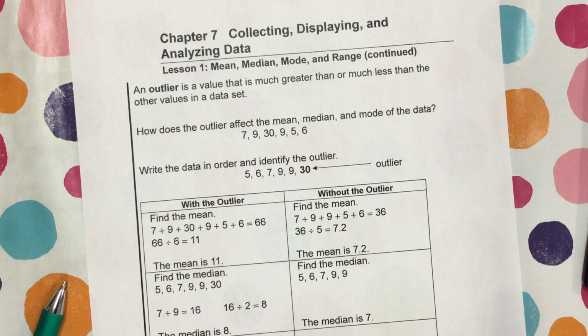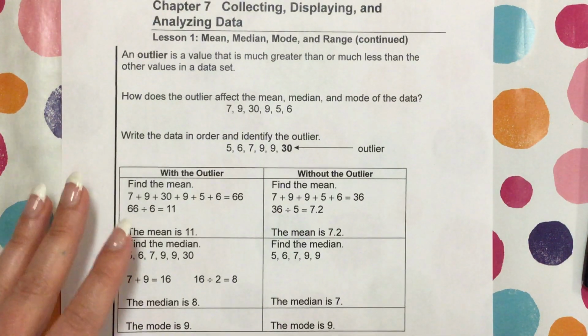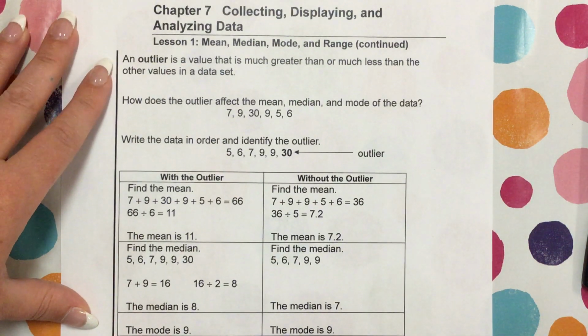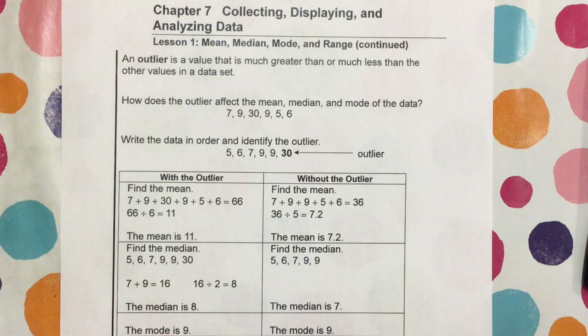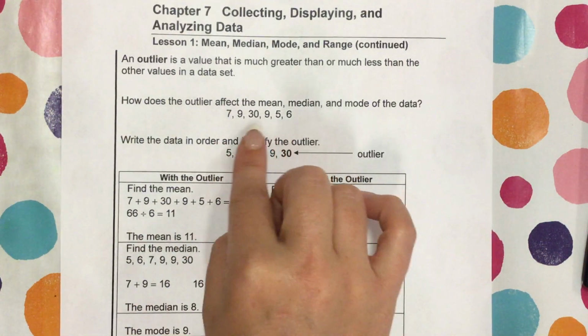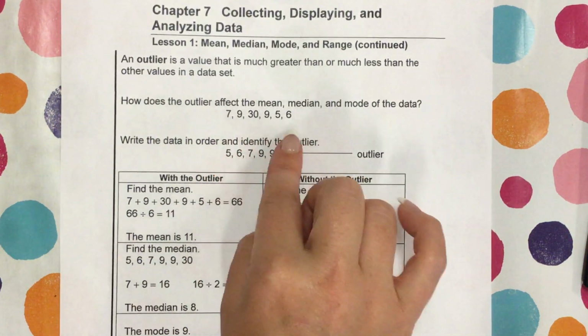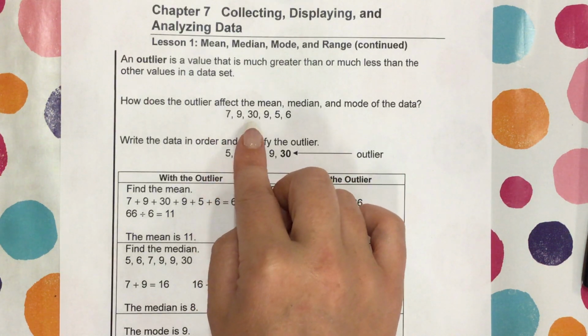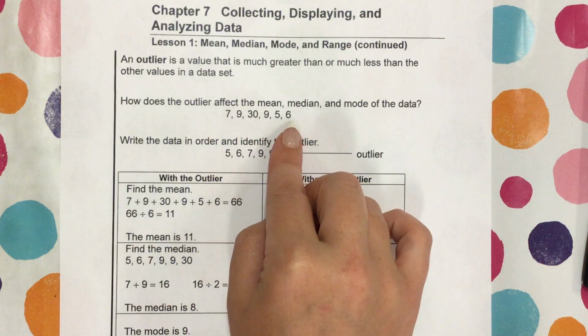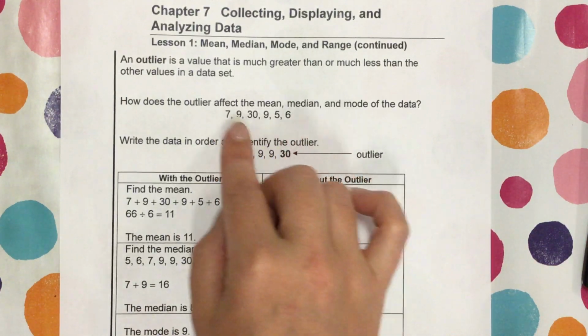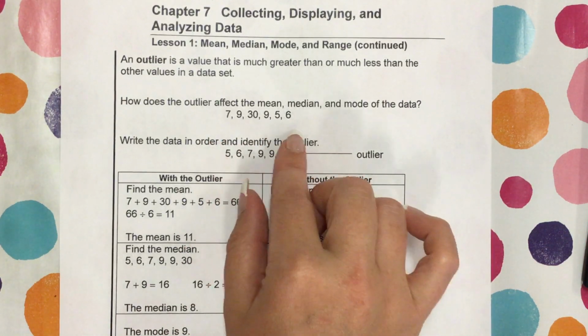All right, so on the next page, we are talking about outliers. An outlier is a value that is much greater than or much less than the other values in the data set. So when we're looking at this data set right here, we want to figure out, well, what is the outlier here? Which number is in this list of 7, 9, 30, 9, 5, and 6? Which number just doesn't look like it fits? It either looks like it's way too big or way too small.